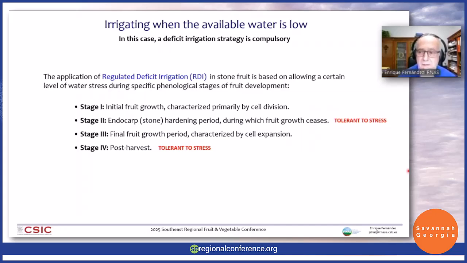We call it regulated because we study how sensitive to the lack of water, or how tolerant to stress, the crop is depending on its phenological stage. For peaches, stage 2 and post-harvest stage 4 are when the trees are more tolerant to stress. So in these two particular stages, you can lower the irrigation amounts without penalizing the crop performance.